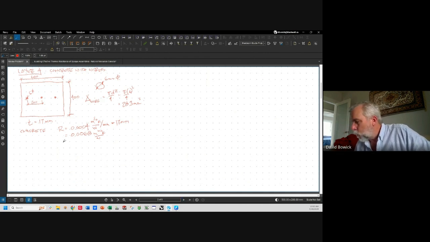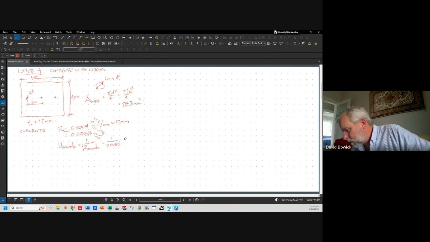Okay, because I know I'm going to need my U value, I'm going to write U, with the subscript here, equals 1 over R concrete, equals 1 over 0.0068, equals 147.1 watts per meter squared degree Kelvin. So that's the concrete within this layer.